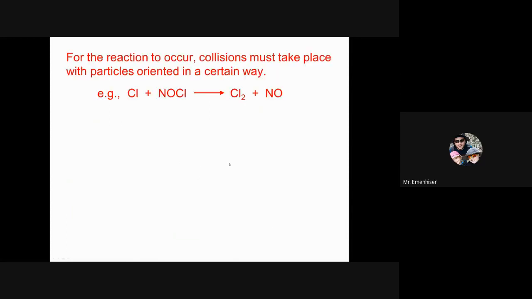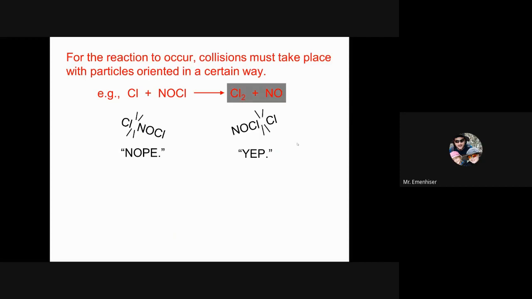Okay, so for the reaction to occur, so here's a reaction. Chlorine plus nitrosyl chloride will react to form chlorine and nitrogen monoxide. All right, in order for this reaction to occur, the molecules must interact with each other in a particular orientation. Okay, so only when they collide in a certain way will the reaction proceed. Okay, so reactants have to hit each other with correct orientation, not just any random orientation.